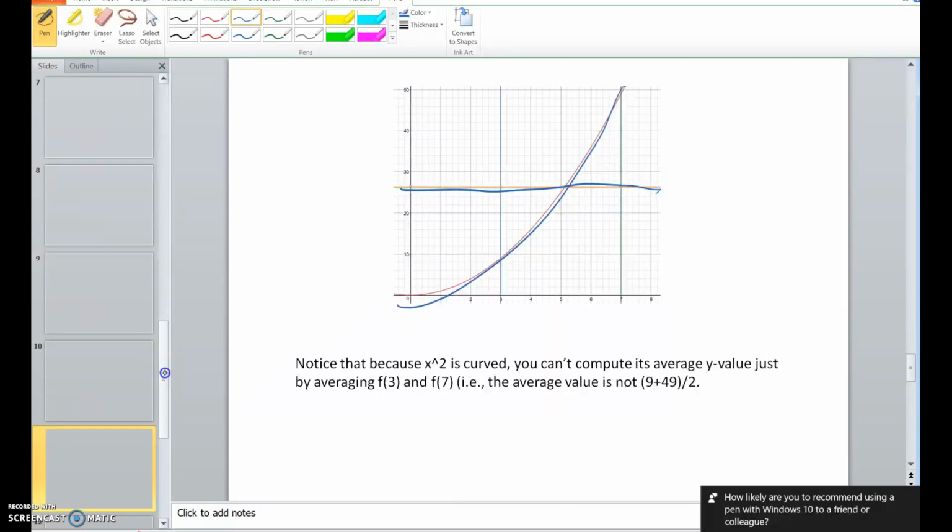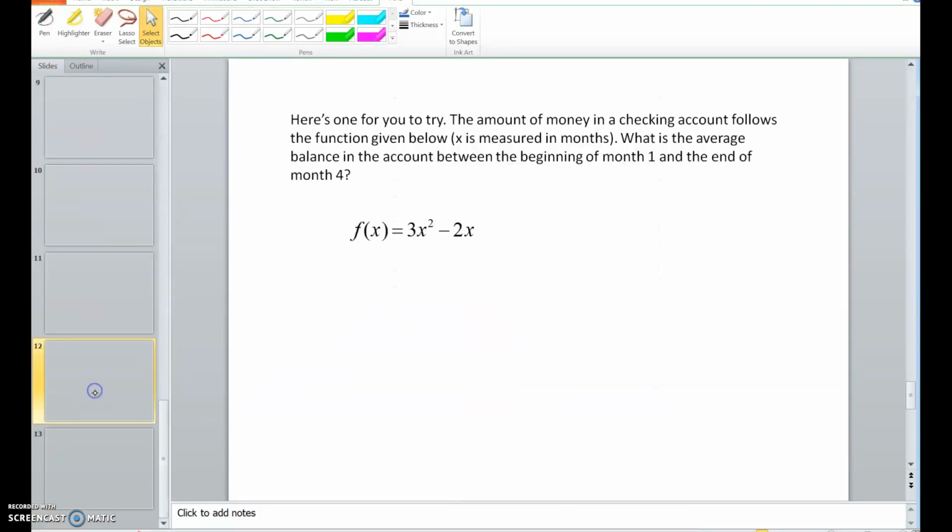Okay, so I think there's an example for you to try on the next slide. Go ahead, give this a whirl, try to find the average value for this function on the interval from 1 to 4. There's a little word problem that goes along with it. This function represents the balance in a checking account over the course of a year where x is measured in months. So we want to find the average balance in this checking account during that time. So take a whirl, and the solution will appear here in a second.